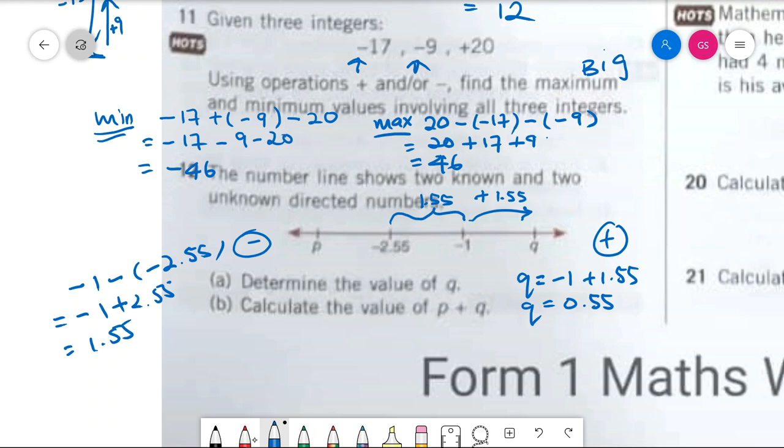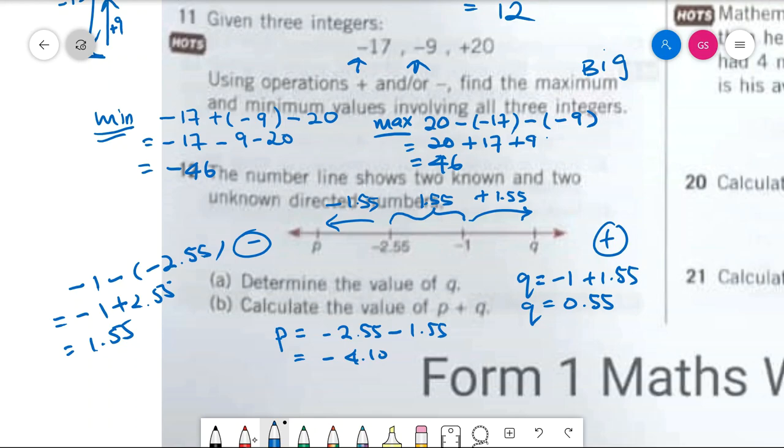Now, calculate the value of P plus Q. Now, P is to the left. That's why to the left, what do we do? We minus 1.55. So how do you find P? You will take the P here, and do negative 2.55 minus 1.55. What is the answer that you want? Punch into your calculator, and you will get negative 4.10.